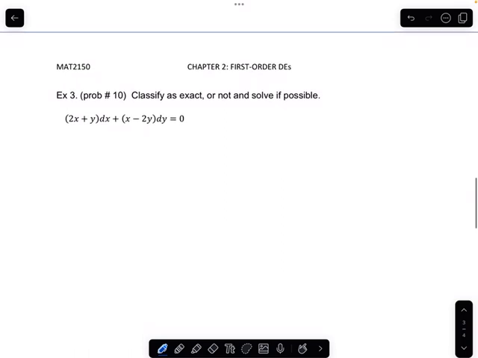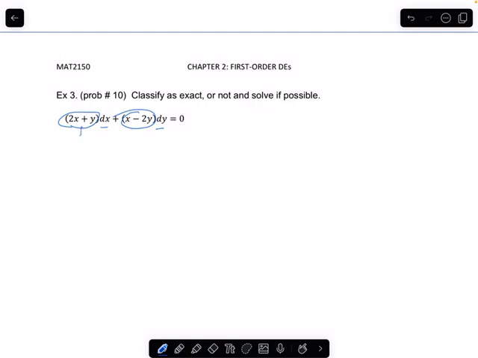Okay, so we are given, first thing is it says classify as exact or not, and then solve if possible. So first we have to check whether the equation is exact or not. If it is exact, then we can possibly solve it. Otherwise, if it is not something that we have seen, we cannot solve that. So if you notice now here, the given equation has some function of x and y multiplied by the differential dx plus another function of x, y multiplied by the differential dy is equal to 0. Is it an exact equation?